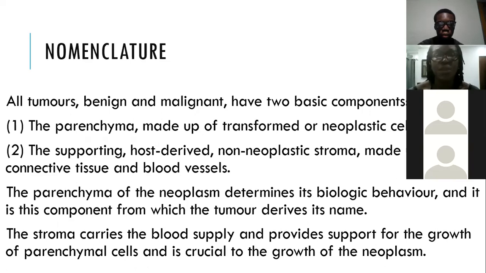Every tumor, whether it's malignant or benign, has two basic components. If you section through the tumor, it has the parenchyma, which is made up of the tumor cells, and then it has the supporting stroma around it, which is made up of blood vessels and connective tissue, which feeds the tumor itself.